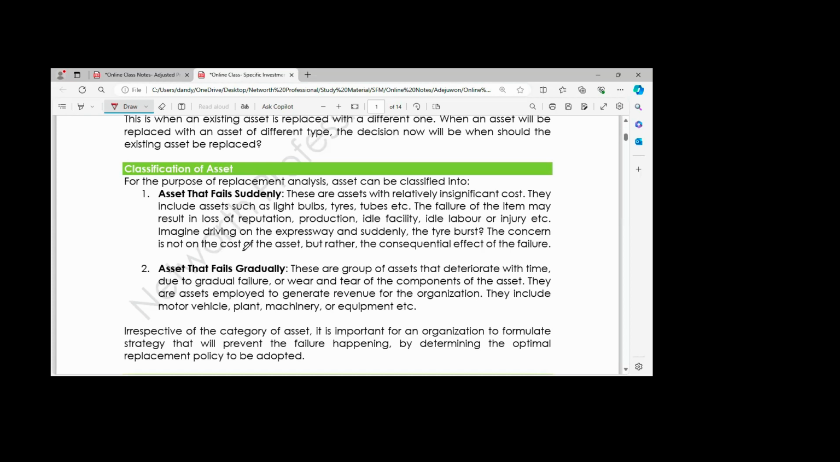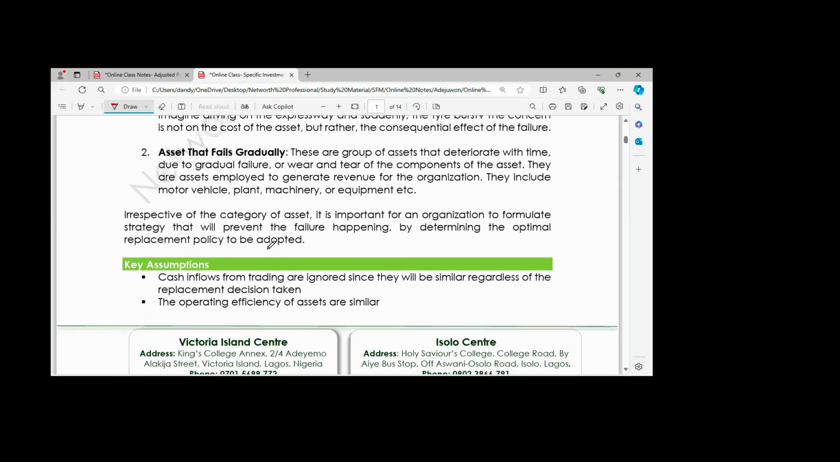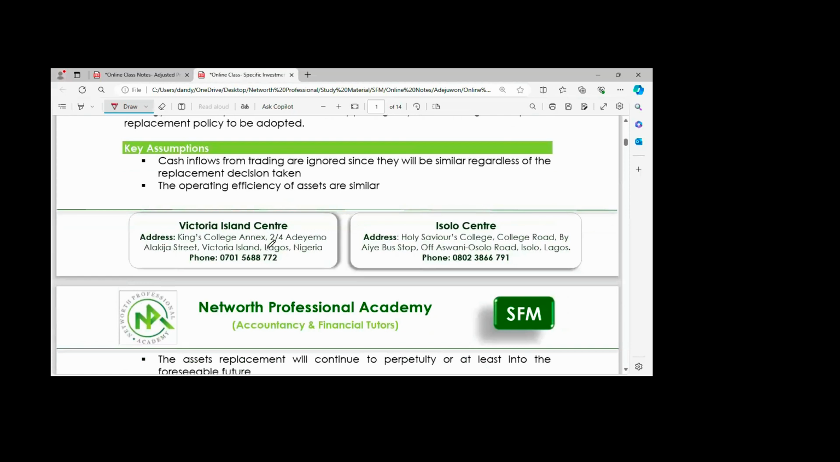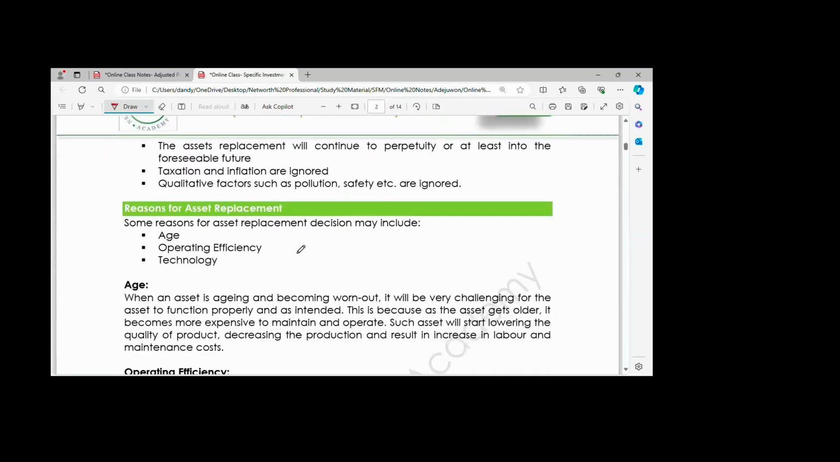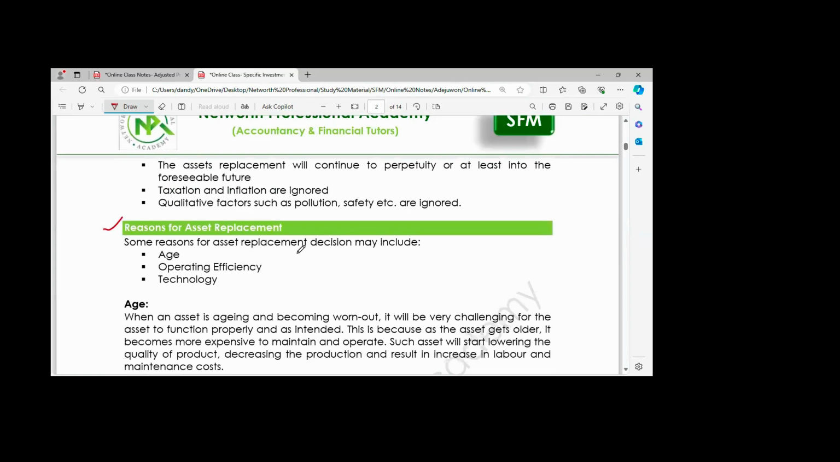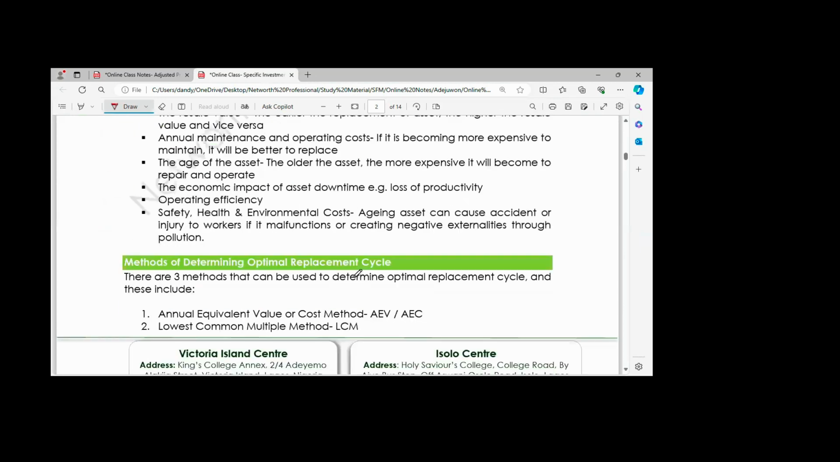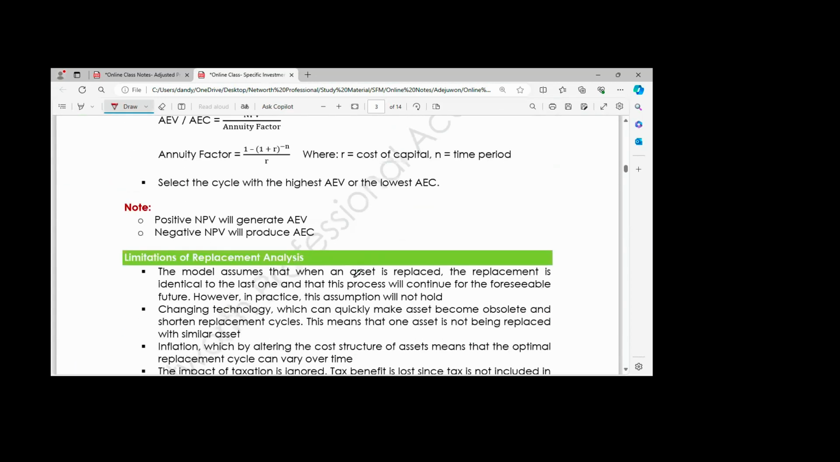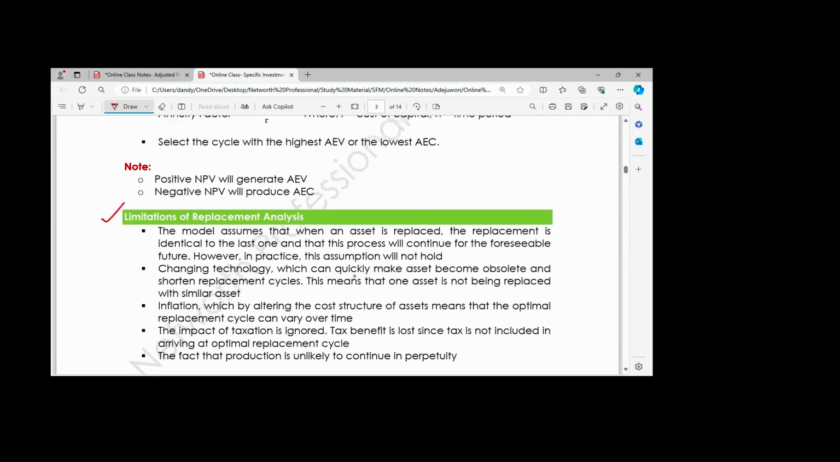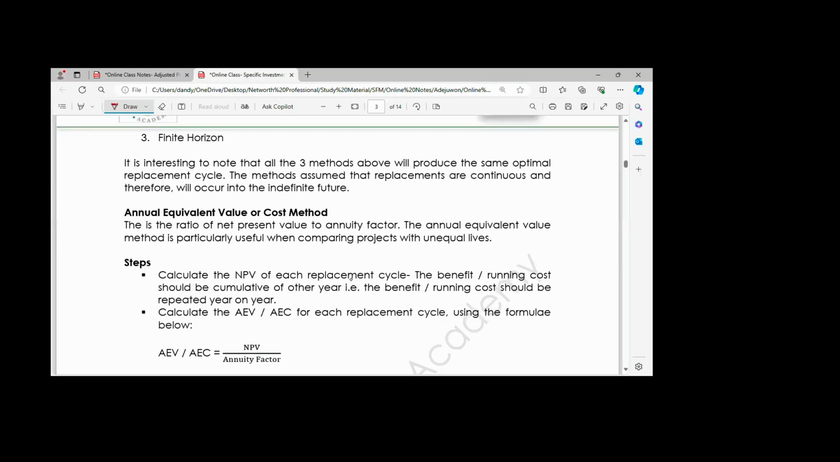Examples of the asset that fade gradually include the motor vehicle, the plant and machinery, the equipment, and all of that. So, yes, please go and read about the assumptions because of time. Go and read about all the underlying assumptions for replacements. Then you also read about the reasons. I've already mentioned the reasons for replacement, but go through the material and read about it. Read about the determinants for asset replacement, then the limitation as well. Read the limitation. So the next thing I will talk about is the method of determining optimal replacement strategy.